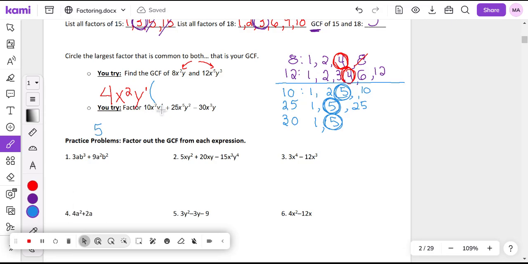Let's look at our variables. We have x squared, x to the 5th, x cubed. So I'm going to take out x squared. And then we have y to the 4th, y squared, and y. So I'm going to take out the y. So this is what I was talking about up here.